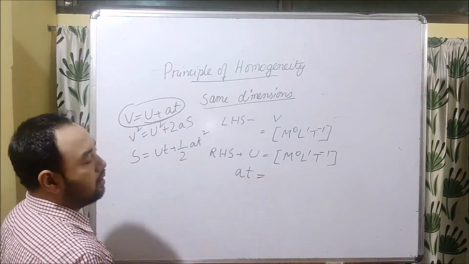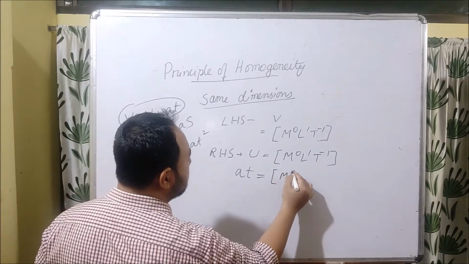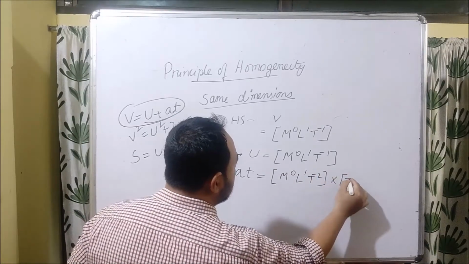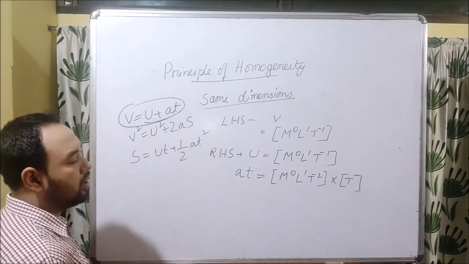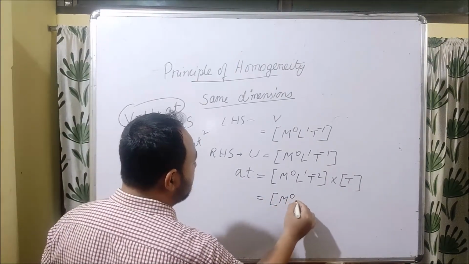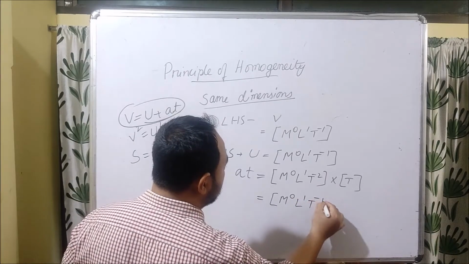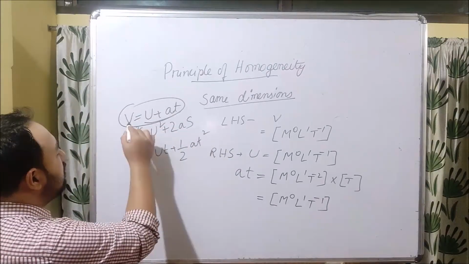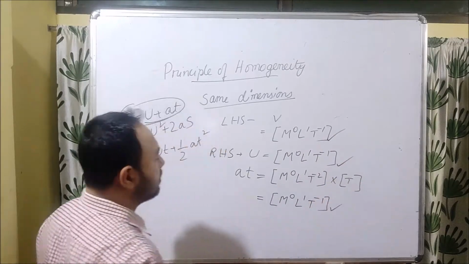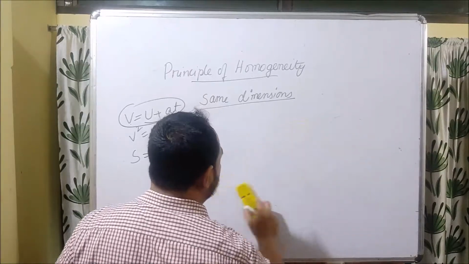And for at, it is acceleration into time. For acceleration, it is m0 l1 t minus 2 and time multiplied by time. So if you calculate, then you will find it is m to the power 0, l to the power 1 and t to the power minus 1. So all the three terms over here have got the same dimensions. Next we will check for the second equation.